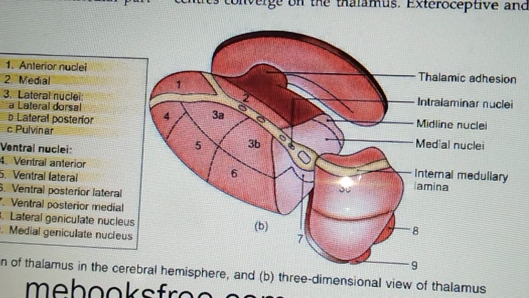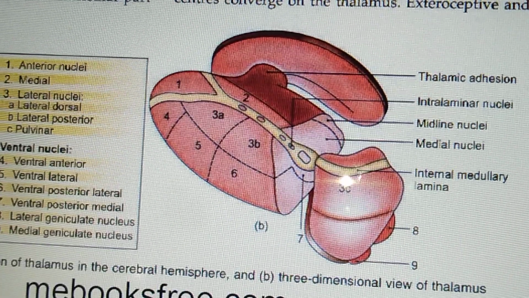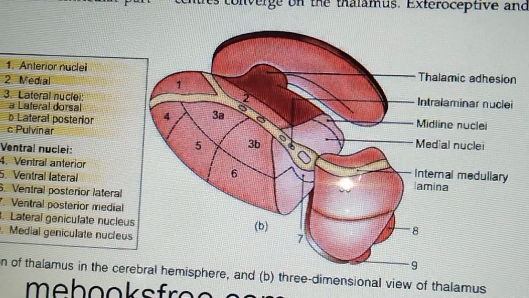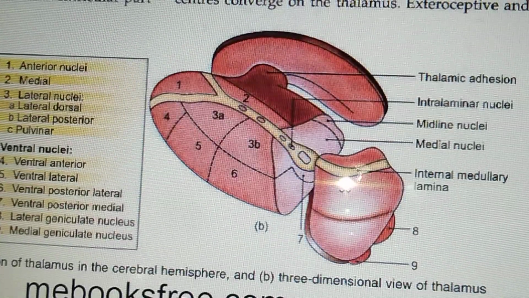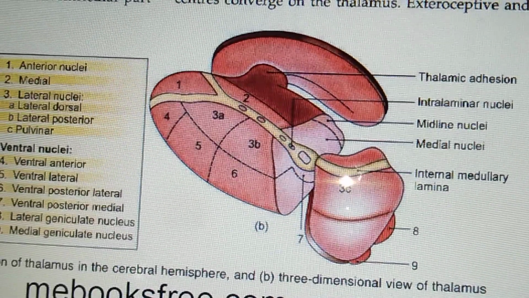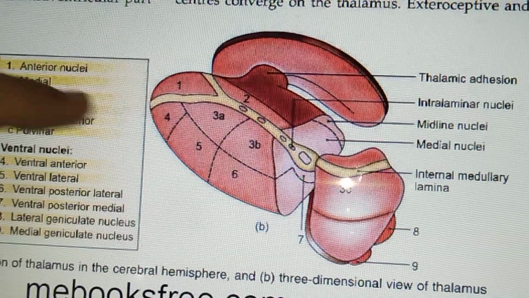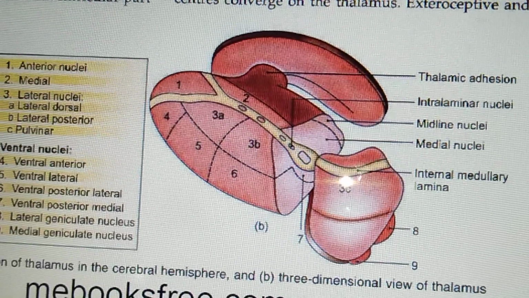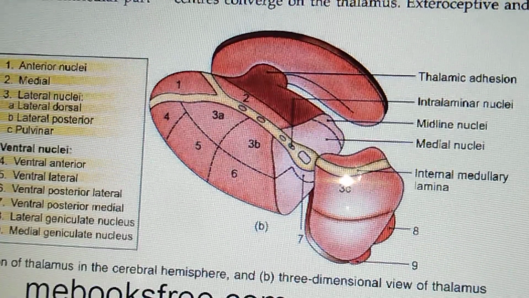Another table is given in the book. Please go through it, table 28.4. Right, in that you can find all the connections and functions in detail. They have given the different nuclei, right, their afferents, their efferents and their functions, right? So please go through it, and if you don't understand anything you can ask me.